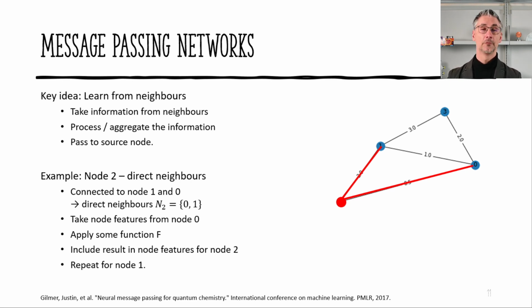So we take, for example, the node feature, because we are connected to node 0, we are affected by node 0. So each node will have some set of features. So we take this information aboard, apply some function to it, and include this in our result for the node on the bottom left, the one we are at the moment, our node 2. Now we do the same thing for node 1, and so we have included the information from the two neighboring nodes.